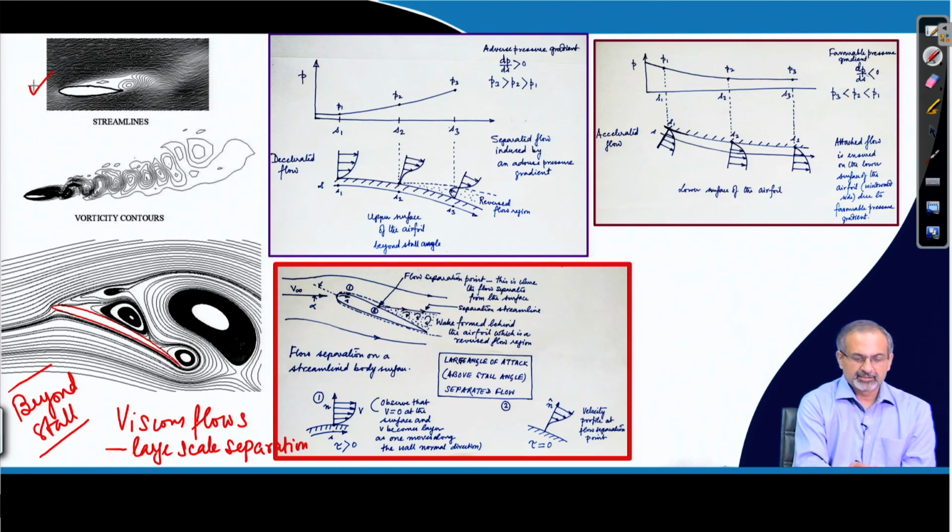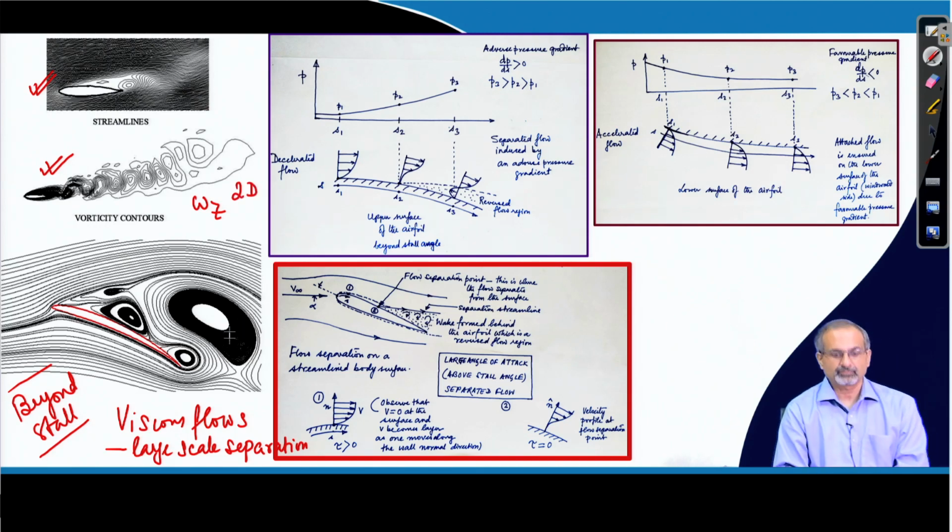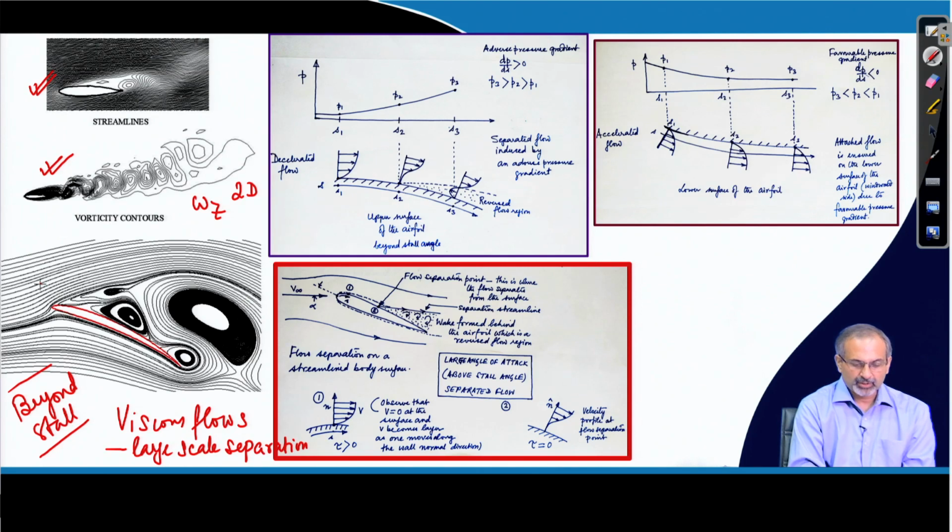You can see instantaneous streamlines, you can see vorticity contours. So, they must be carrying information about the omega z component because it is a two-dimensional flow. You can also see closer views of streamlines here, and you can see very large scale flow separation and large eddy or vortex structures.